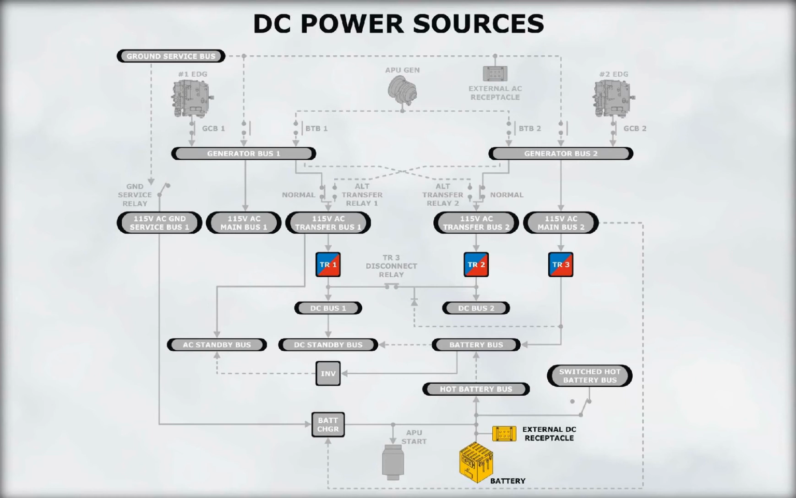Transformer rectifiers, commonly known as TRs, convert AC power into DC power. The TRs are the primary source of DC power for the DC system. The aircraft battery provides an alternate source of DC power.